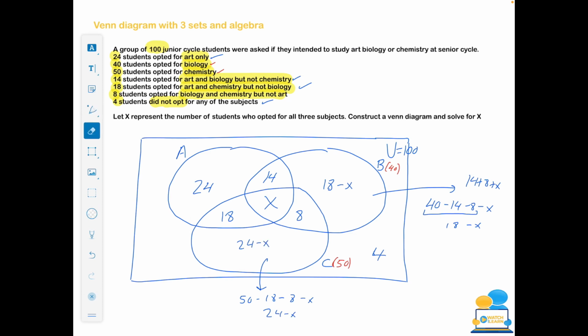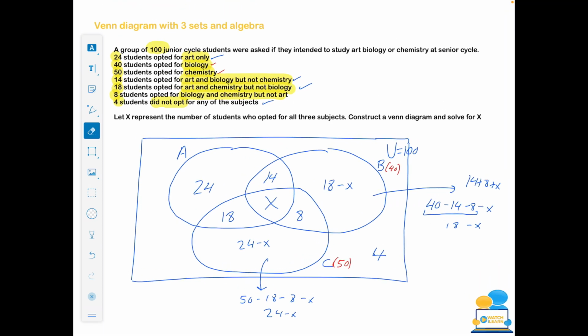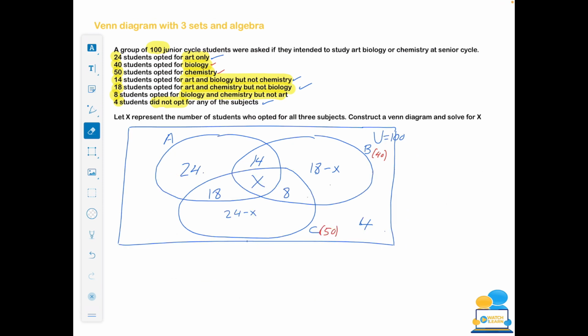Okay, these bits off to the side are just our rough work. There's no harm in including a little bit of rough work. Okay, now that's our Venn diagram filled in. So the next part of our question then, we need to solve for x.